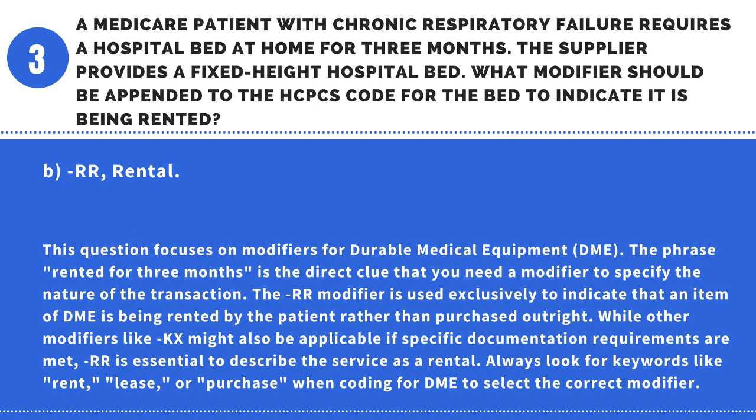Answer: B. RR, Rental. This question focuses on modifiers for durable medical equipment, DME. The phrase "rented for 3 months" is the direct clue that you need a modifier to specify the nature of the transaction. The RR modifier is used exclusively to indicate that an item of DME is being rented by the patient rather than purchased outright. While other modifiers like KX might also be applicable if specific documentation requirements are met, RR is essential to describe the service as a rental. Always look for keywords like rent, lease, or purchase when coding for DME to select the correct modifier.